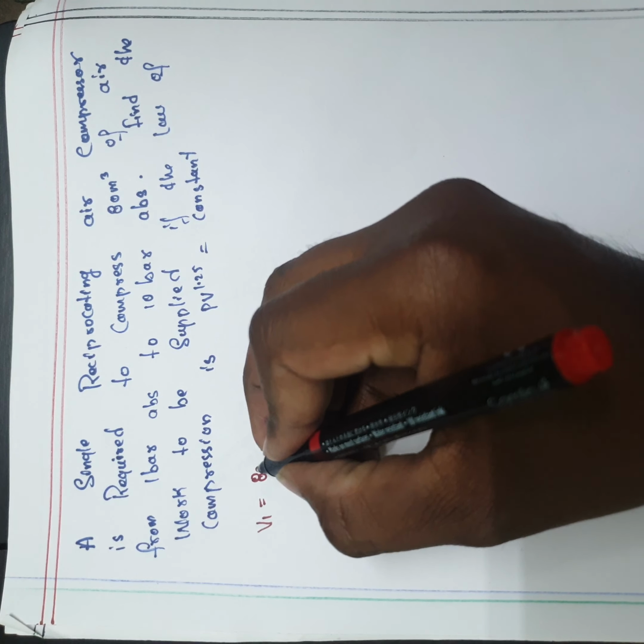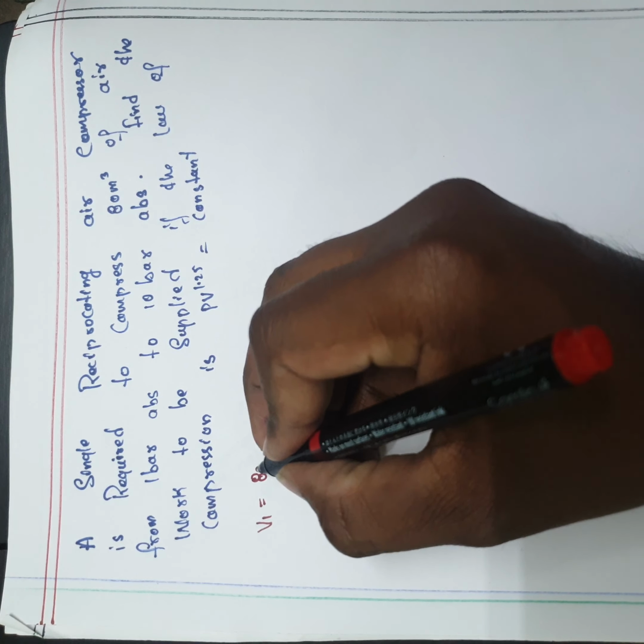Now you have to substitute the values. The n value is already given in your question. How much is it? 1.25. So here you substitute 1.25, and then 1.25 minus 1.